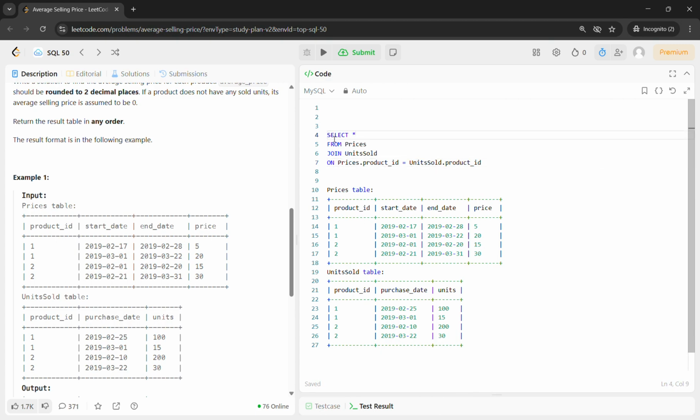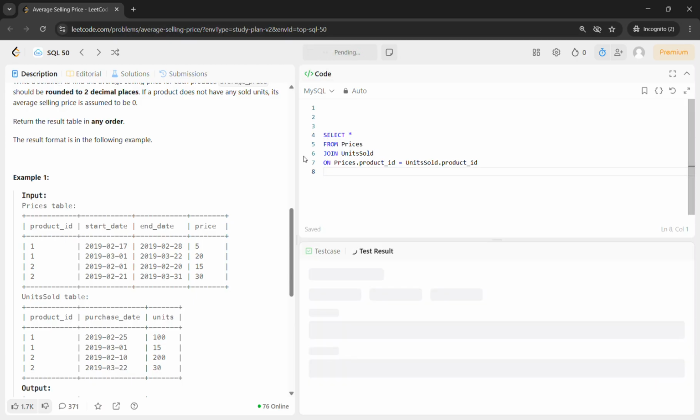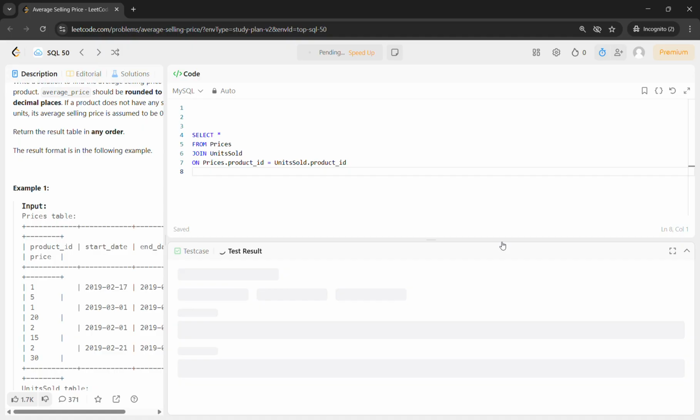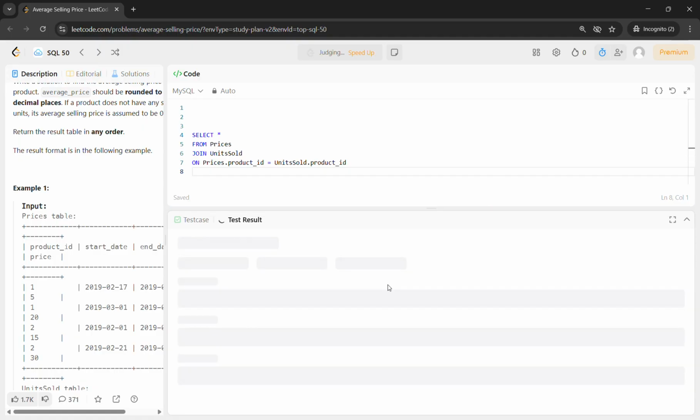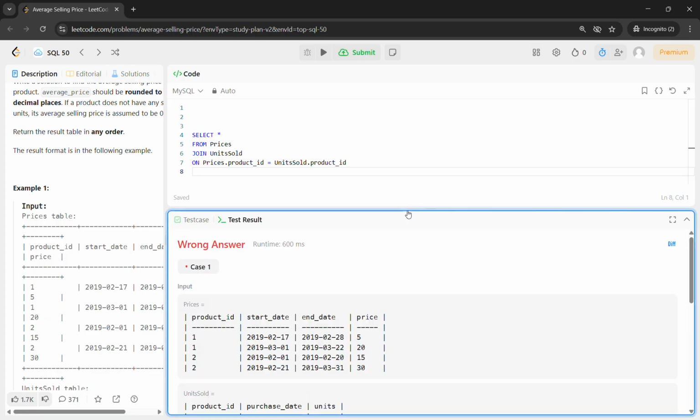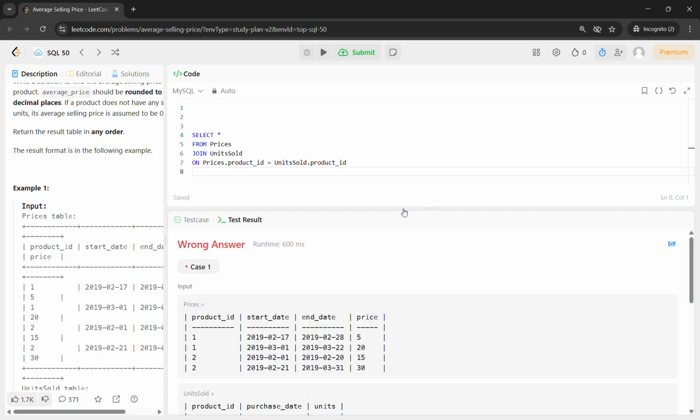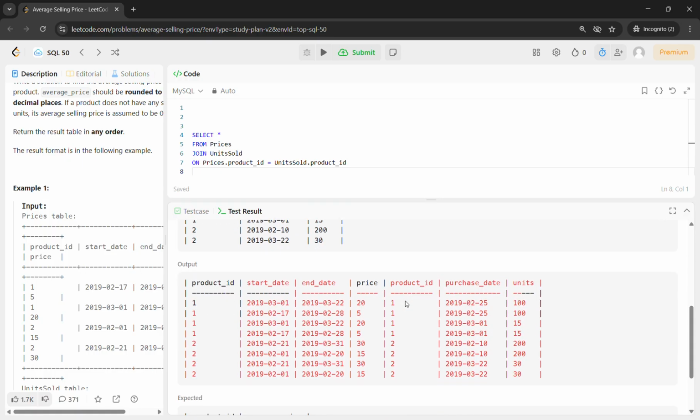Let's see what we are getting. I will print everything. Select star. Why is it taking so much time? Because we have given star just for understanding purpose. Generally we should not do that.